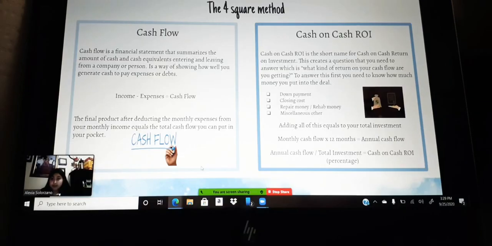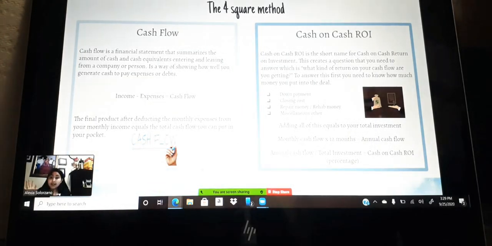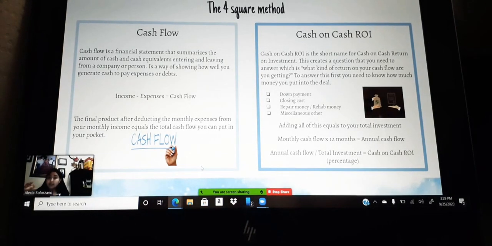Next is cash flow. Cash flow is a financial statement that summarizes the amount of cash and cash equivalents entering and leaving a company or person. It's a way of showing how well you generate cash to pay expenses or debts. For you to get your cash flow, you need the formula of income minus expenses, which equals your cash flow.